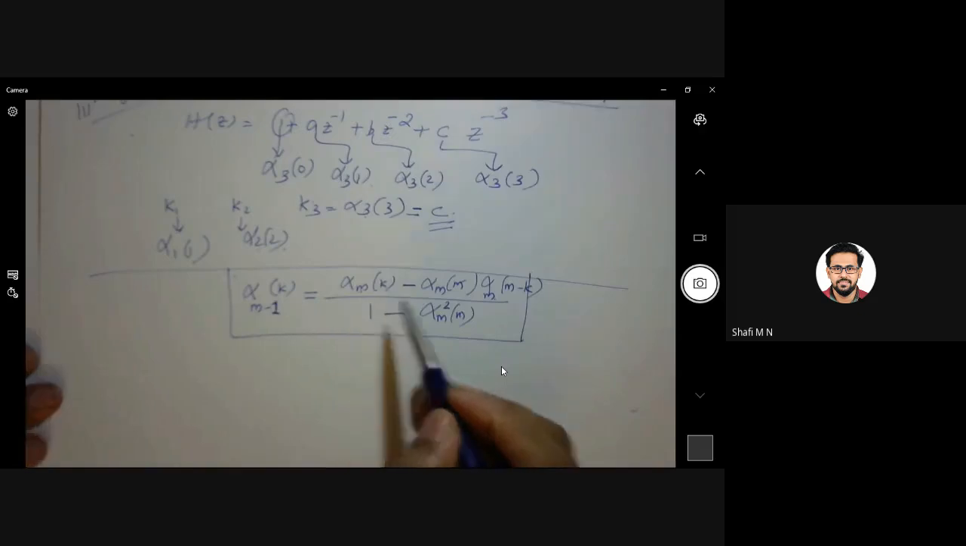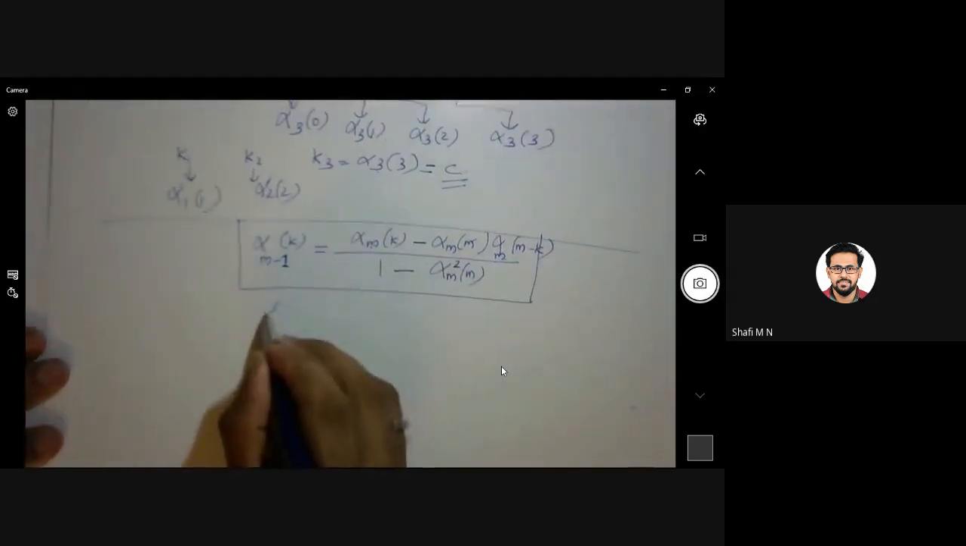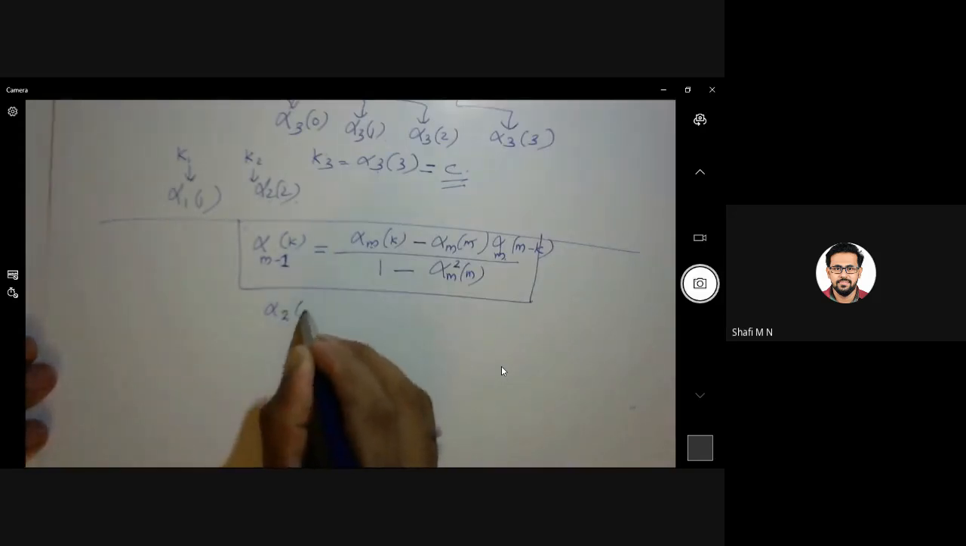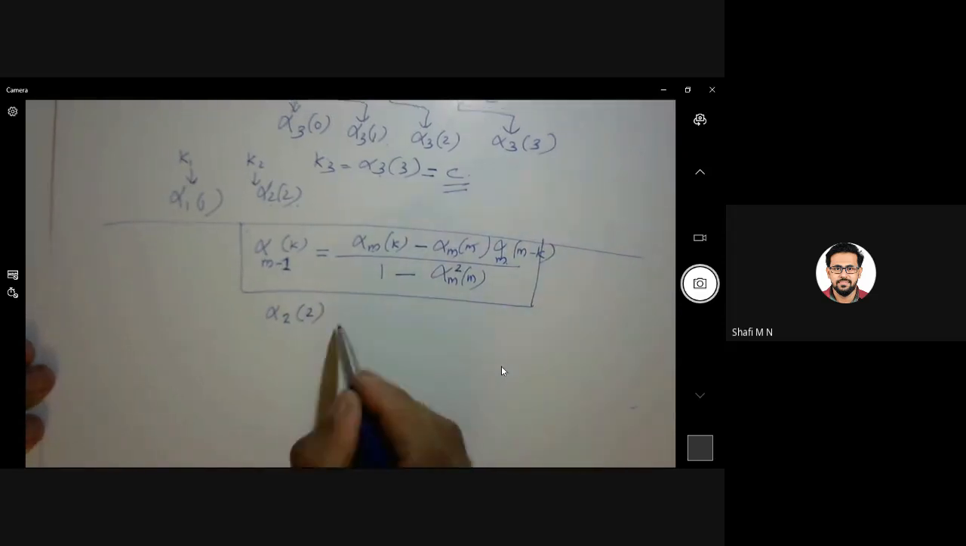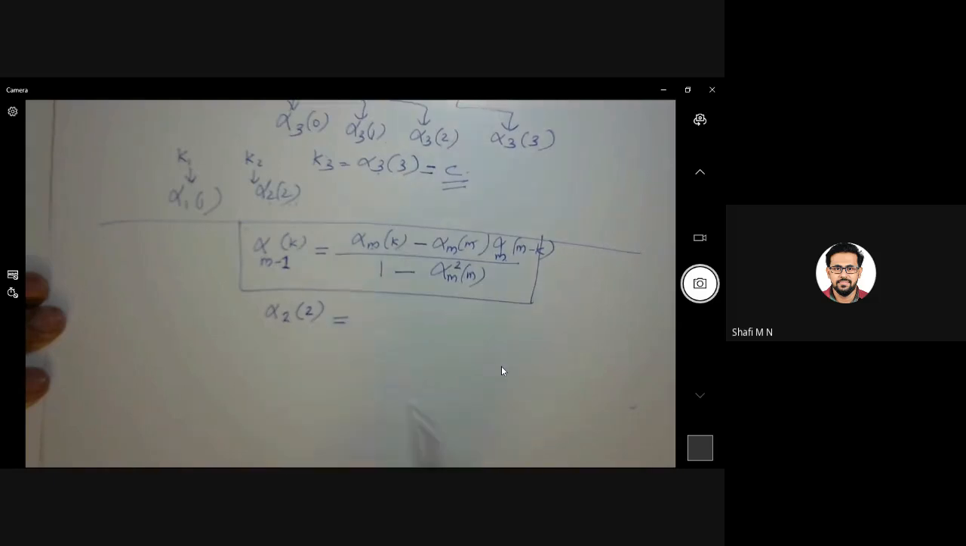So, we will see an example. Let's try to find the value of alpha 2 of 1 or alpha 2 of 2.